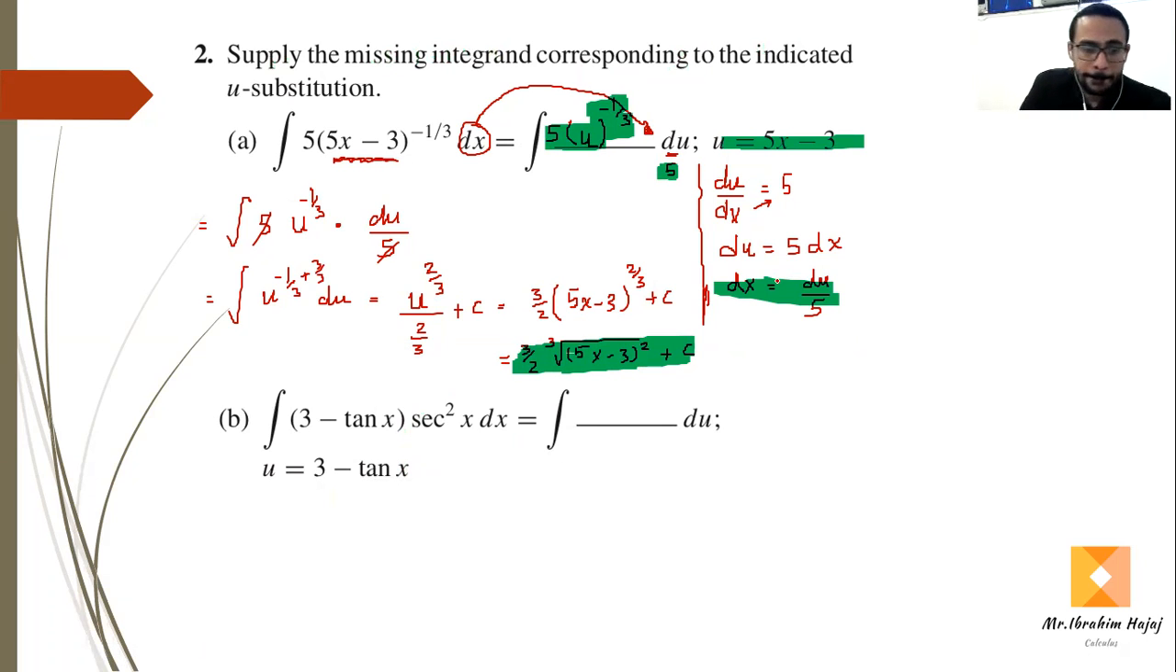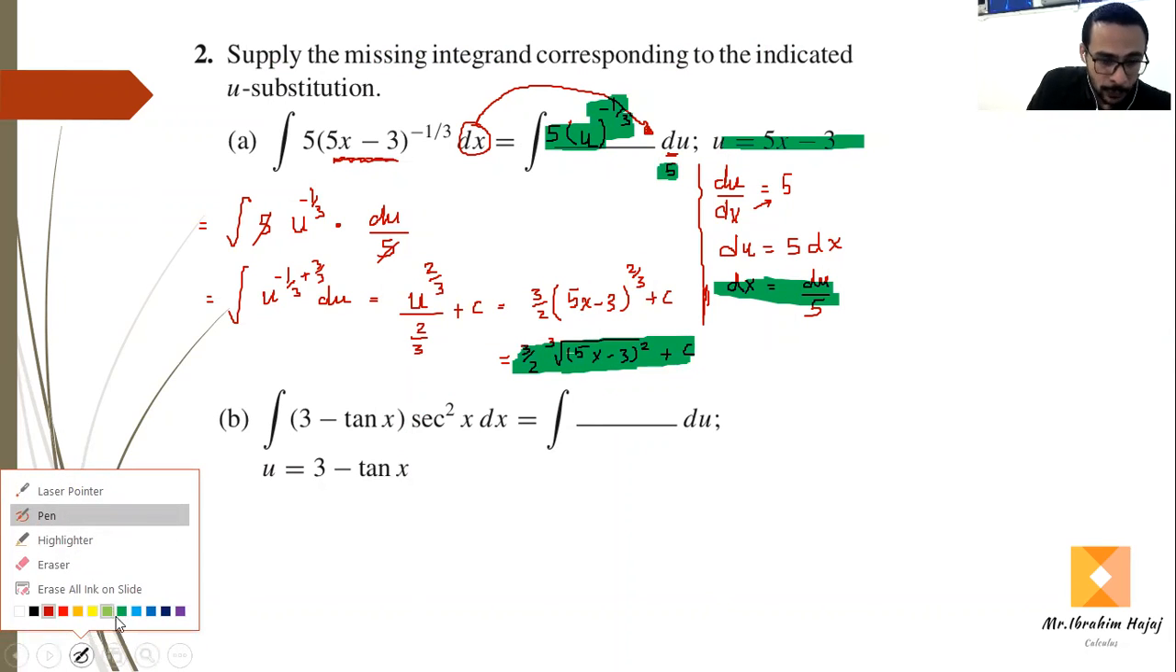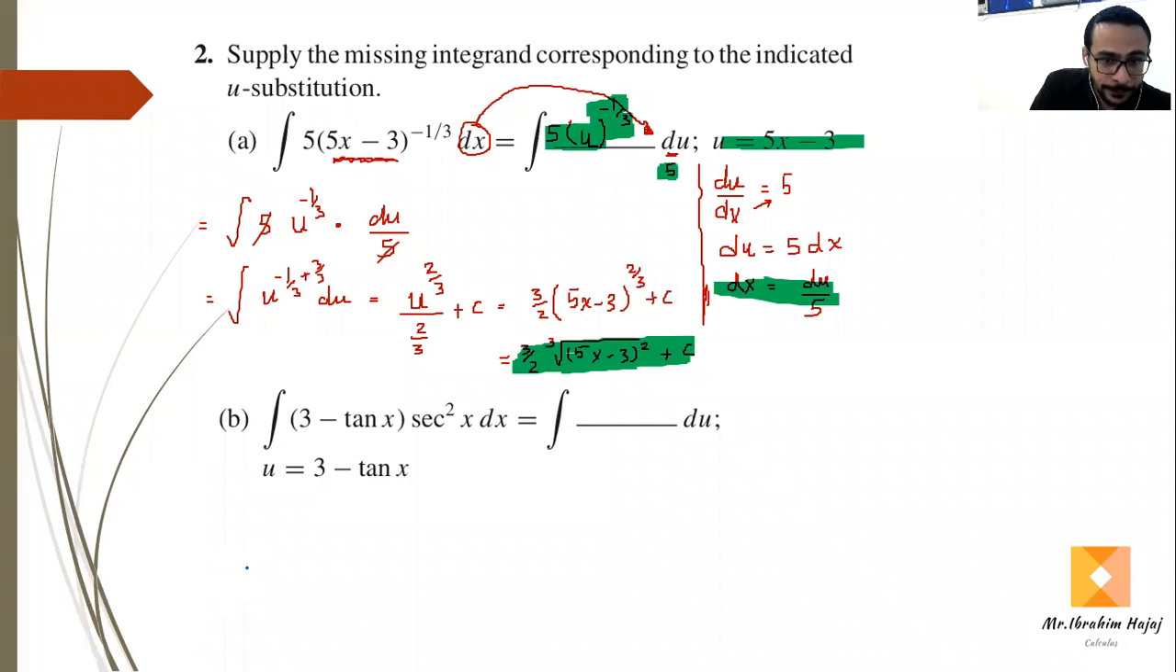Rami Jamal? Yes, Miss. Number 2B. It would be u times secant squared x dx. Replace the u by 3 minus 10x, as given. So it will be u secant squared x. Yes, and then the du. We'll take the derivative, so when we put u as 3 minus 10x.